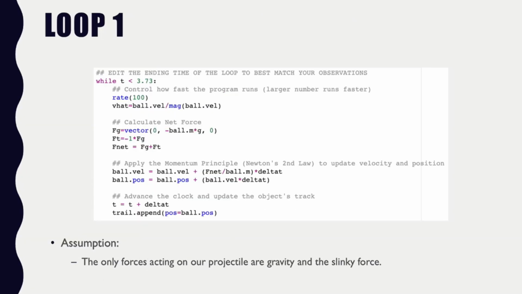Loop 1. The first loop runs from t equals 0 to 3.73 seconds. Before the bottom starts moving, gravity and tension cancel out to 0 net force, so the bottom stays stationary. The loop steps through time using the velocity and position update formulas.